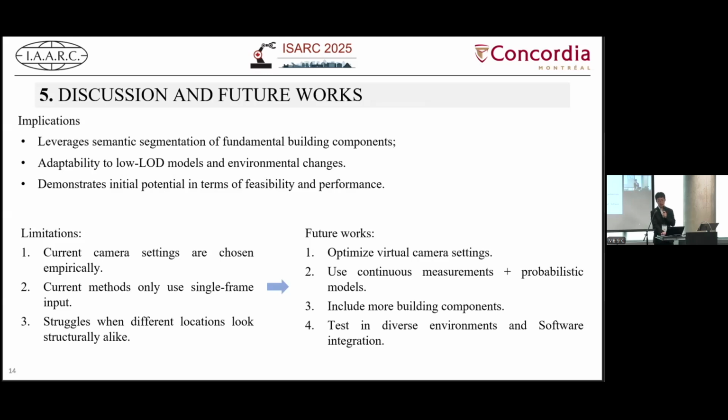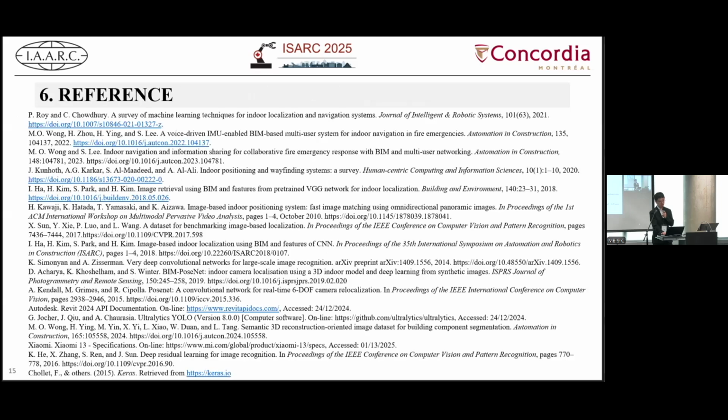To overcome these limitations, we have some future work to do. First is to optimize the virtual camera settings and to use continuous measurements and probabilistic models. We can also include other building components like firefighter equipment to make the difference between two images larger. And we can also test in diverse environments and software integration.